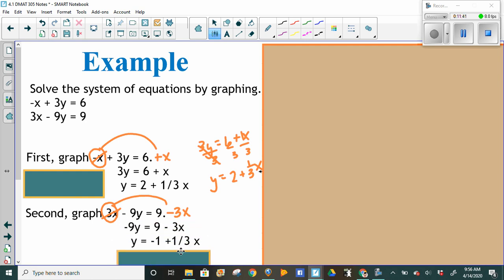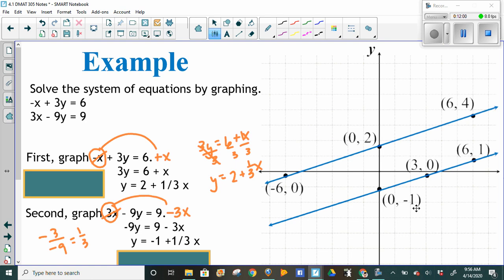So now we have y equals 9 divided by negative 9 is negative 1. And then we have negative 3 divided by negative 9, which is 1/3. So now we have negative 1 plus 1/3 x. So now, if you'll notice, they're not intersecting this time, okay?